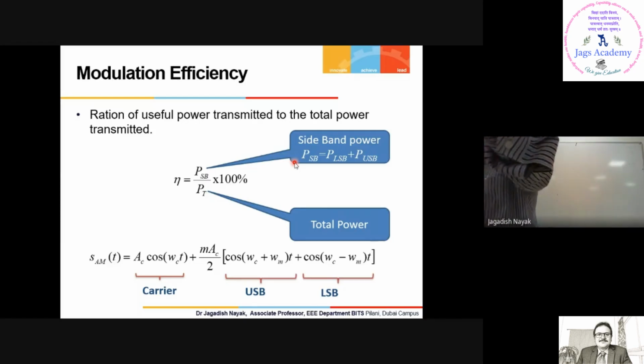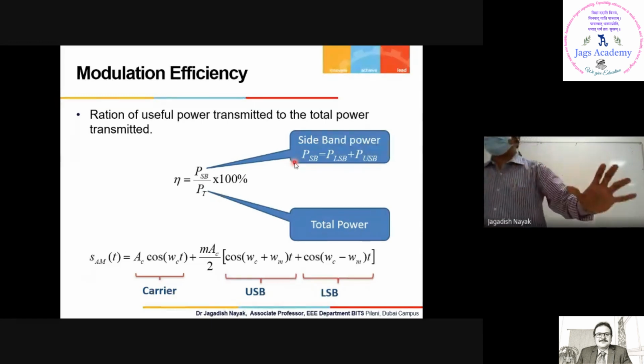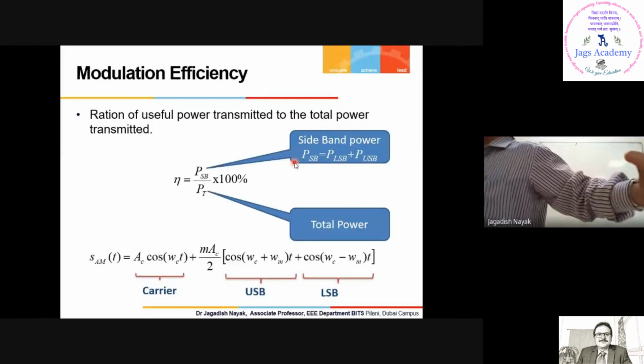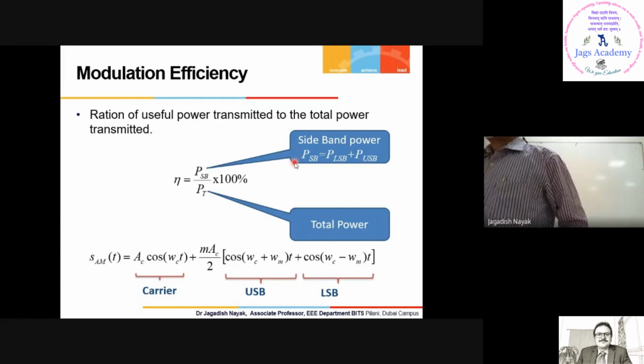See the equation. You have the equation of the AM wave given by S_AM(t) = A_C cos ω_C t + (m A_C / 2) cos(ω_C + ω_m)t + (m A_C / 2) cos(ω_C − ω_m)t. This is the expression you got. Now out of this, can you find out the power?